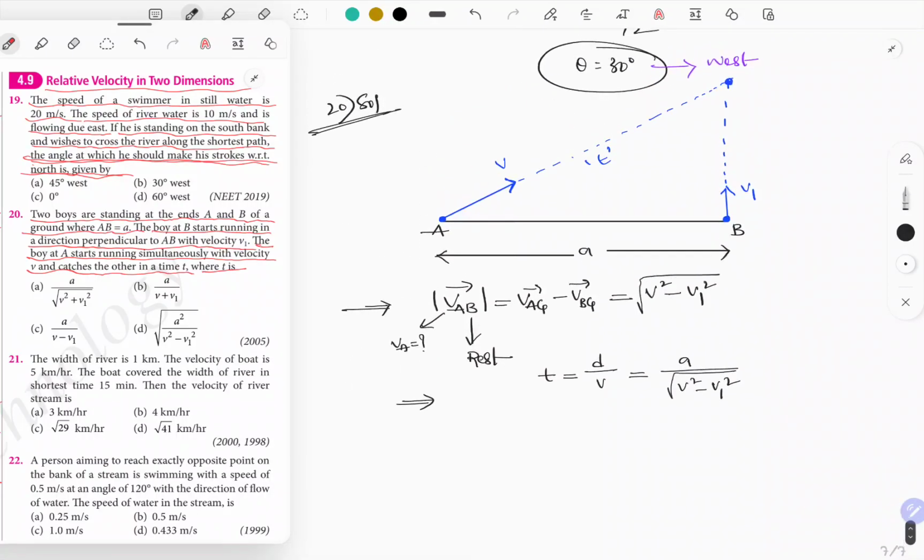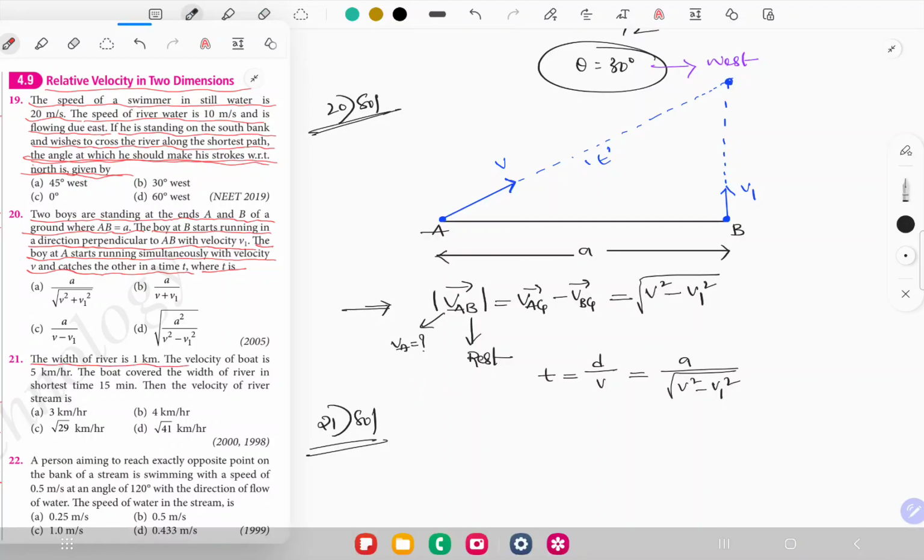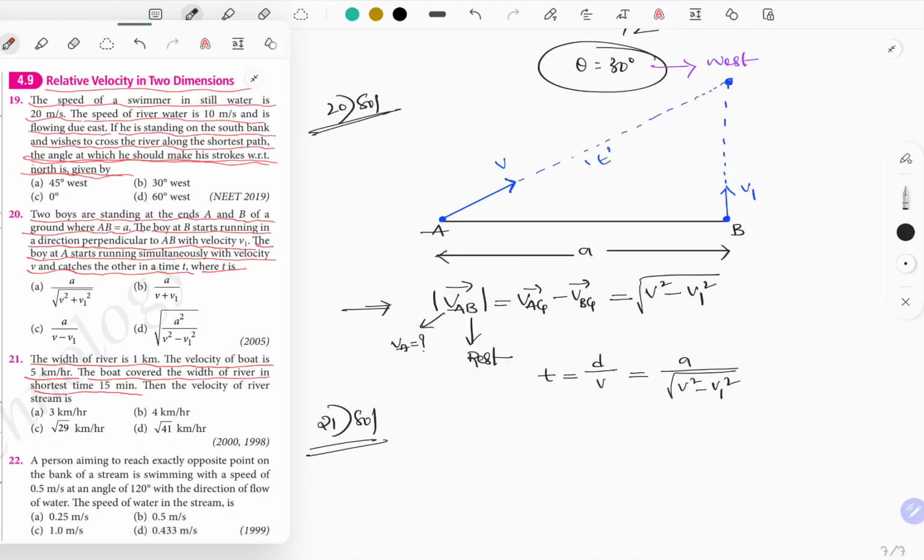Next, question number 21. In the 21st question, what is the question they are asking? The width of the river is 1 kilometer. Velocity of the boat is 5 km per hour. The boat covered the width of the river in shortest time, 15 minutes. Find the velocity of the river. Okay, this is how the river is given.